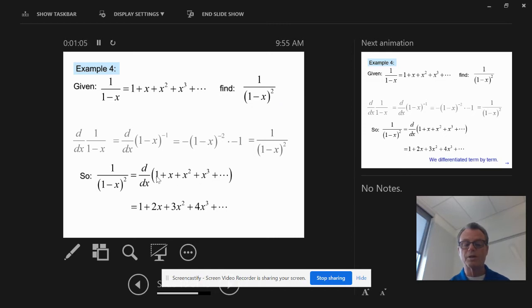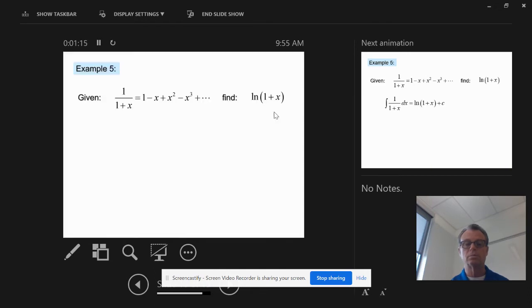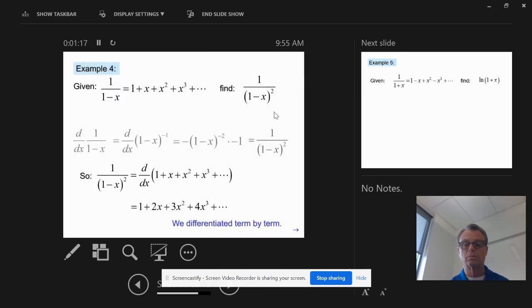The first term, 1, differentiates to 0. This x differentiates to 1. X squared differentiates to 2x, and so on. And this series would represent this function, which was the derivative of what was given.